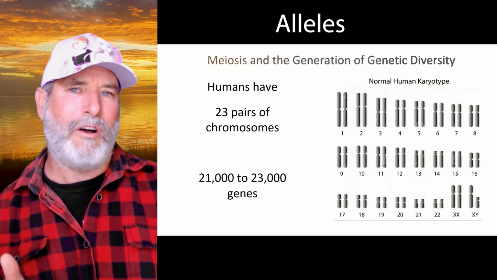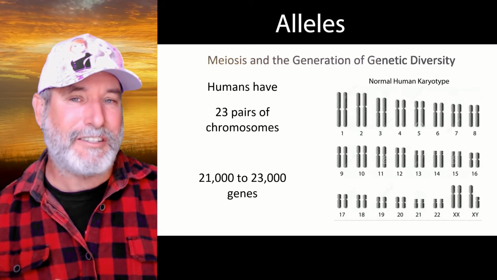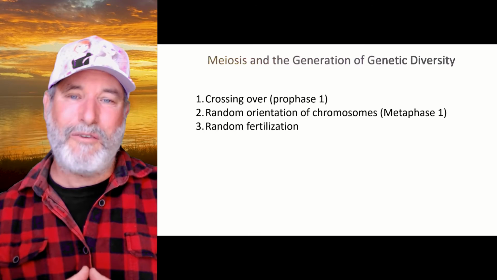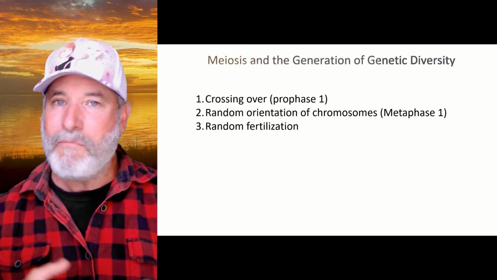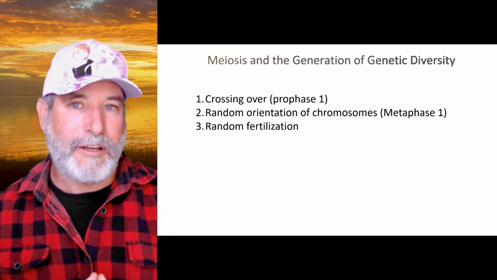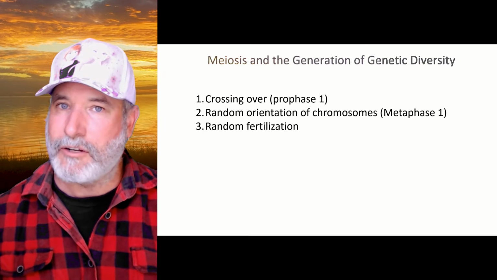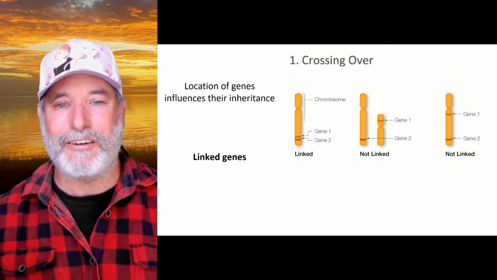And we have about 21,000 or so genes. So as you can imagine, many of those genes have different alleles. So almost no 2 humans on this planet have the same combination of alleles unless you're an identical twin. So here are the 3 ways that meiosis can generate genetic diversity. We've got crossing over, which occurs in meiosis 1. Prophase, of course, is the first step of that. Random orientation of the chromosomes, also in meiosis 1. And then random fertilization. Now let's take a closer look here.